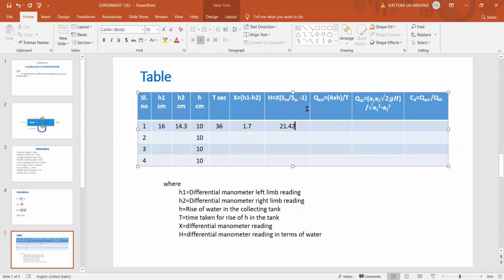Next, calculate the Q actual value. You have already found the area value. In your observations, you can check capital A equal to 625. H is the 10 centimeters rise and T is 36 seconds for the first reading. Now calculate Q actual.